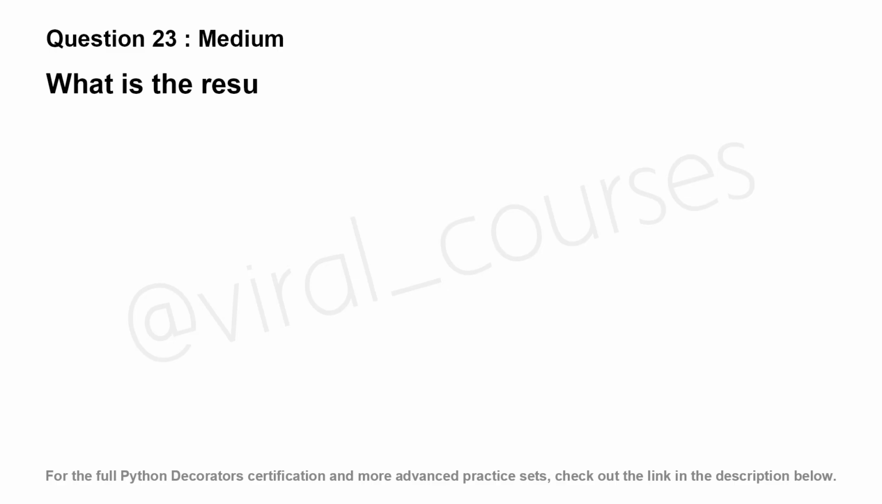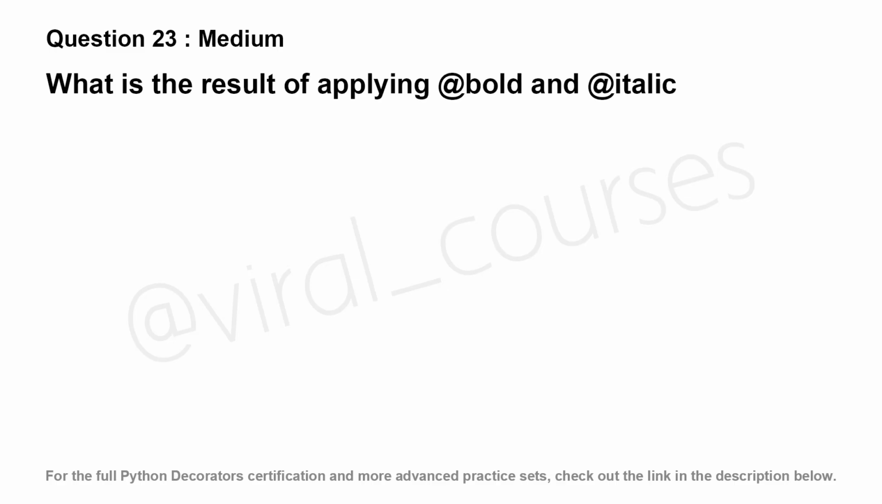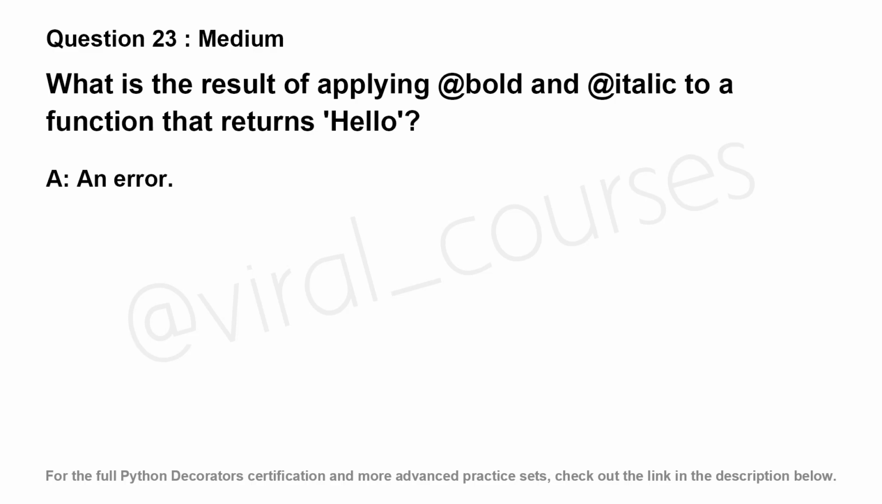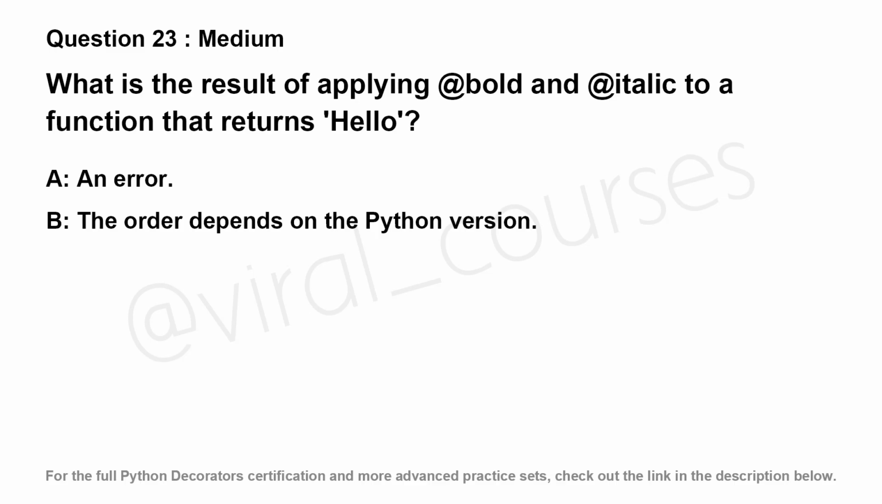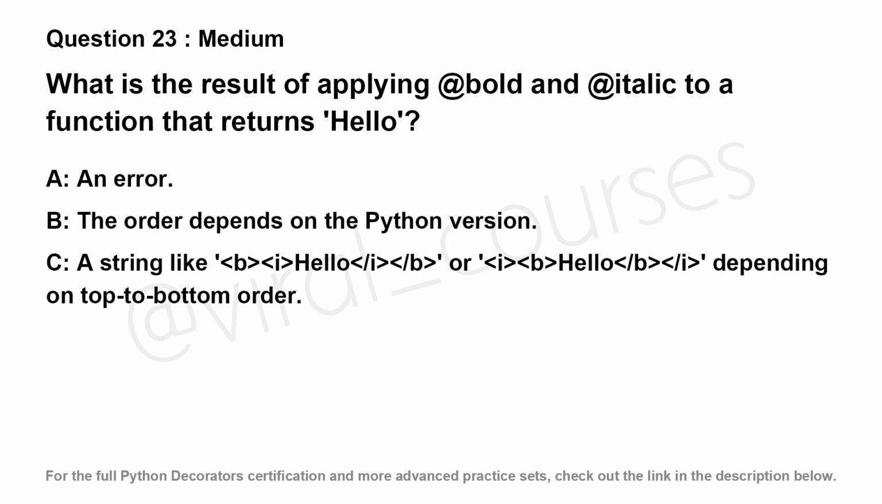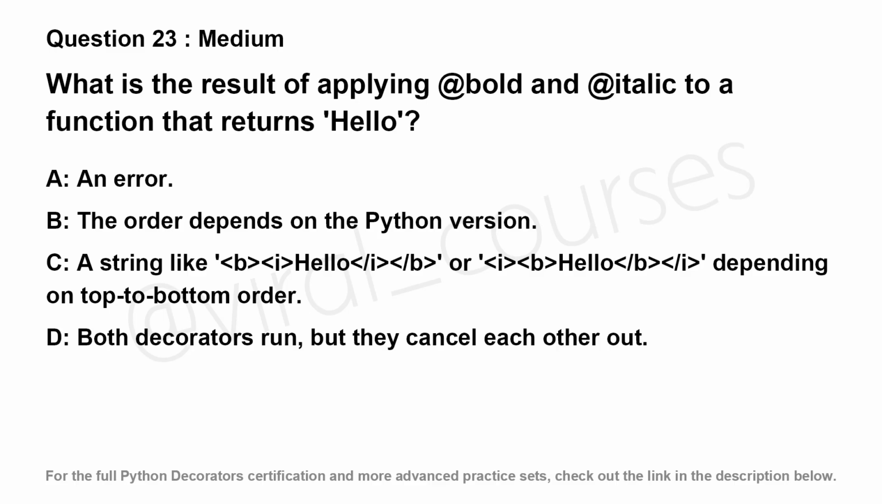What is the result of applying @bold and @italic to a function that returns 'hello'? Option A, an error. Option B, the order depends on the Python version. Option C, a string like <b><i>hello</i></b>, or <i><b>hello</b></i>, depending on top to bottom order. Option D, both decorators run, but they cancel each other out.